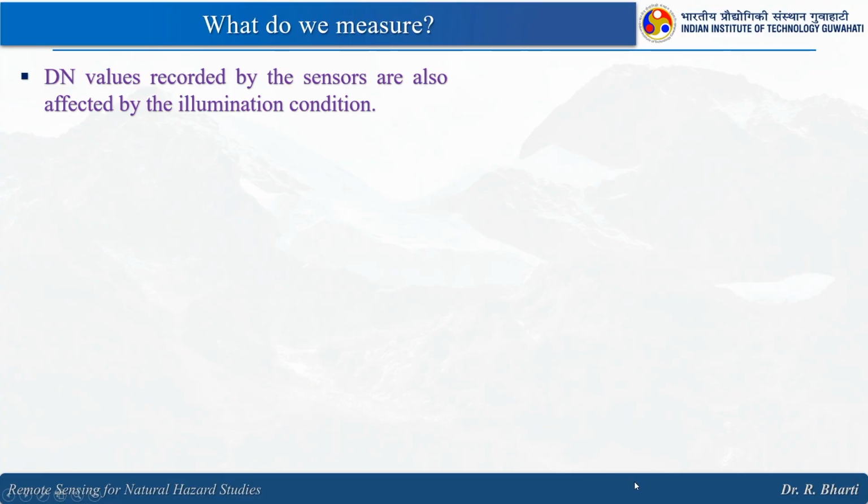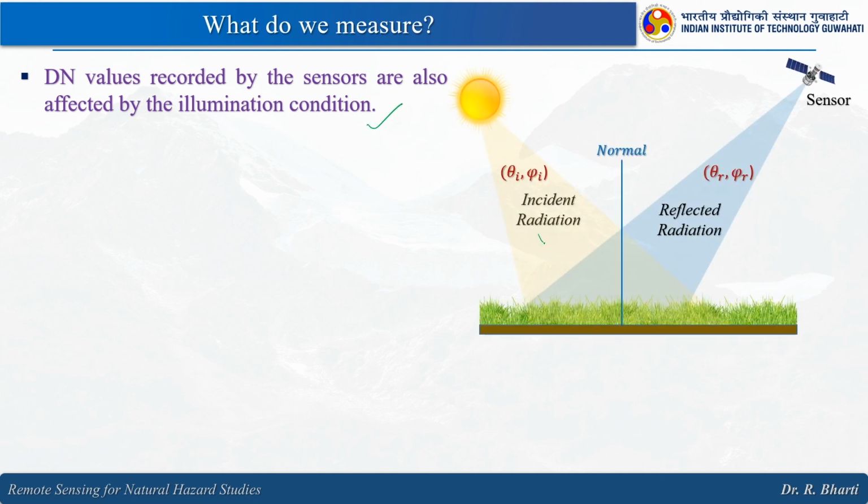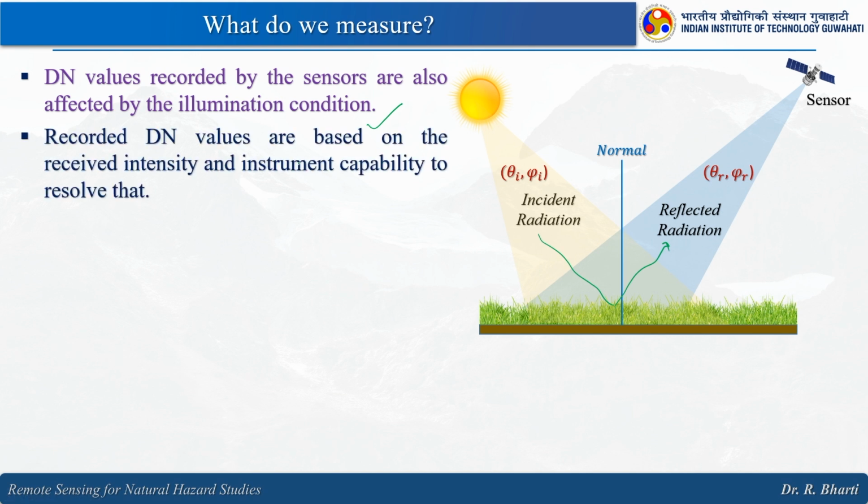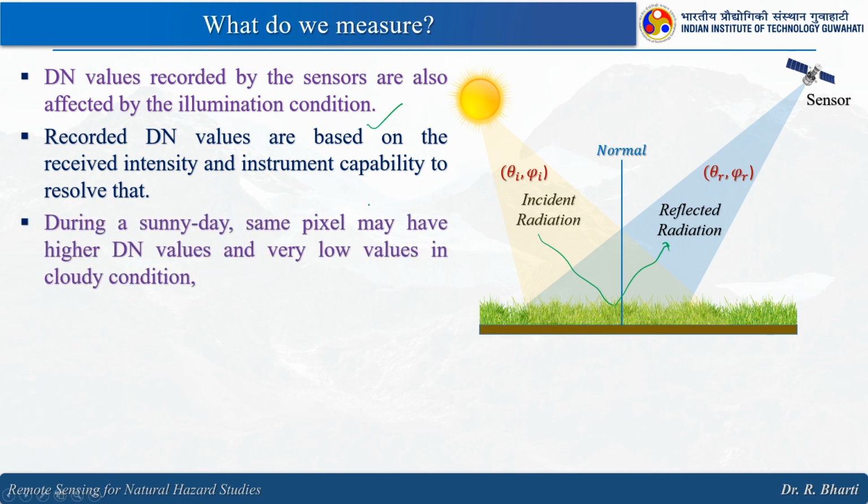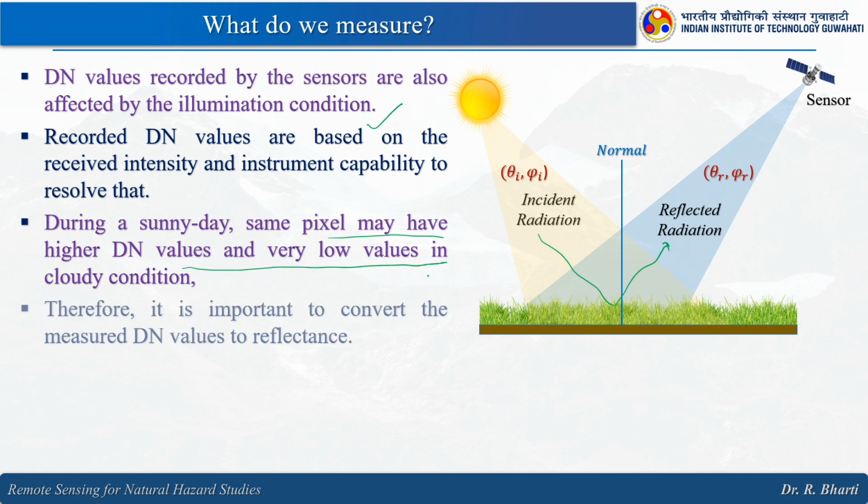Coming back to the digital number that we measured earlier. So, DN value recorded by the sensors are also affected by the illumination conditions. So, here you can see the illumination condition controls the amount of reflected energy from the target. Recorded DN values are based on the received intensity and instrument capability to resolve that. During a sunny day, same pixel may have higher DN values and very low values in the cloudy condition.